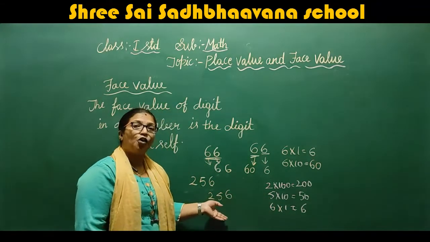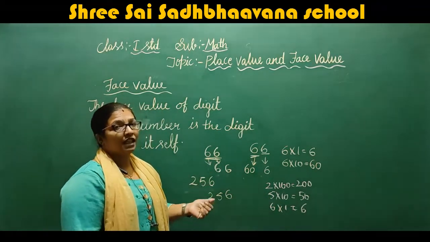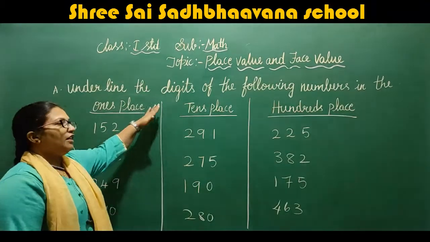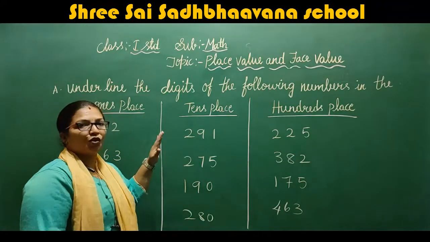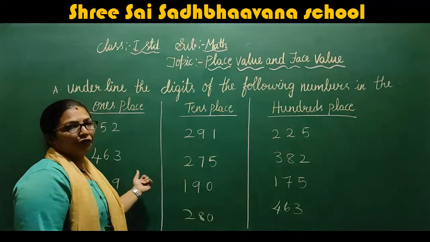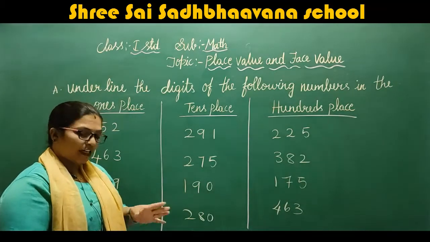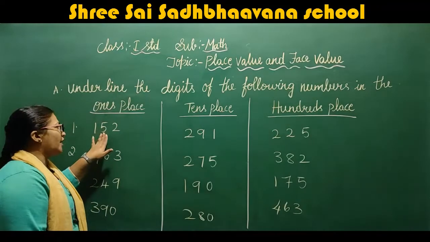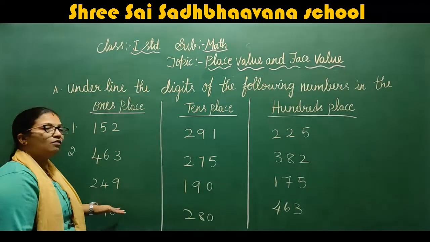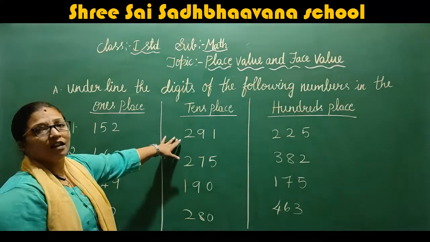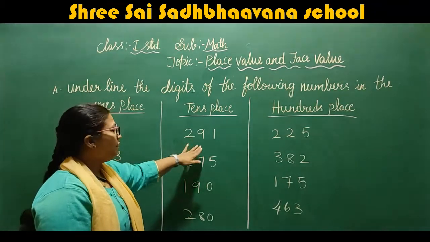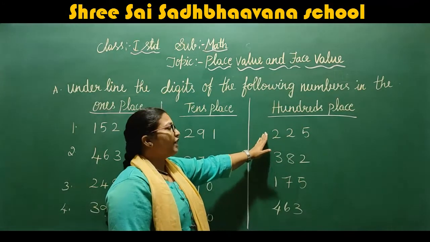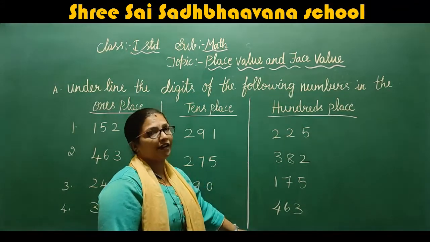Right, children? I hope you understood. Let me show some examples. So children, they have given this many examples to you. I am showing only 4, the remaining you do in your textbook. You should underline the numbers which are in the ones place. Here you should underline the numbers which are in the tens place. Here you should underline the numbers which are in the 100 place.